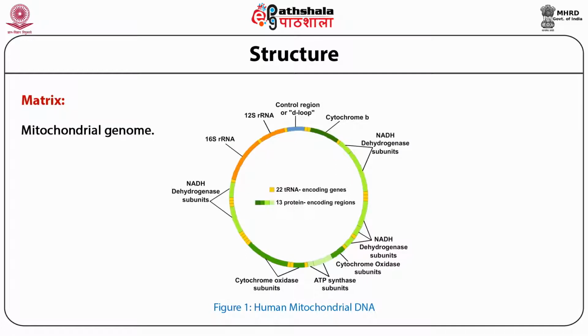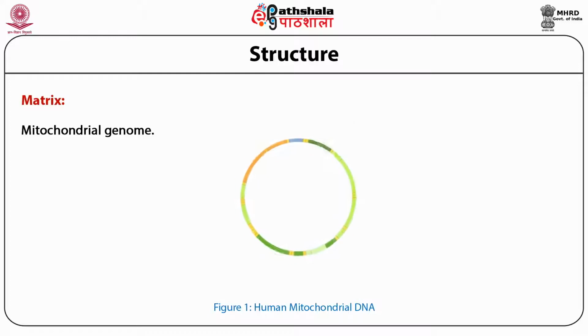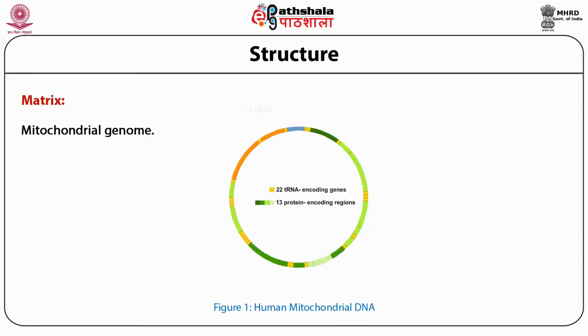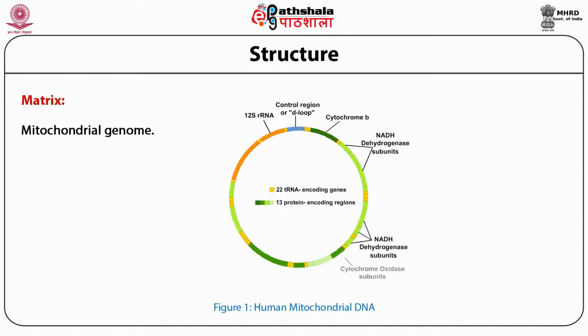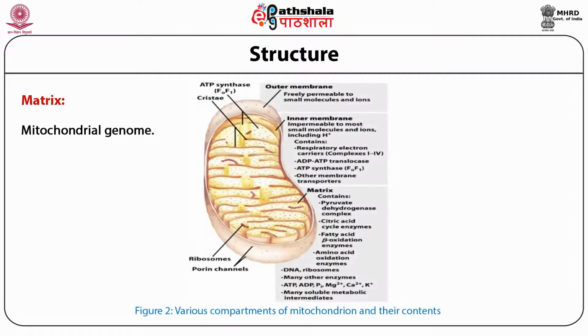But the mitochondria is not capable of existing independently since most of its proteins are coded by the nuclear genome and are synthesized in the cytosol. Hence, it is not fully autonomous and therefore is called a semi-autonomous organelle. As we can see in figure 2, the mitochondrial outer membrane is freely permeable to small molecules and ions.